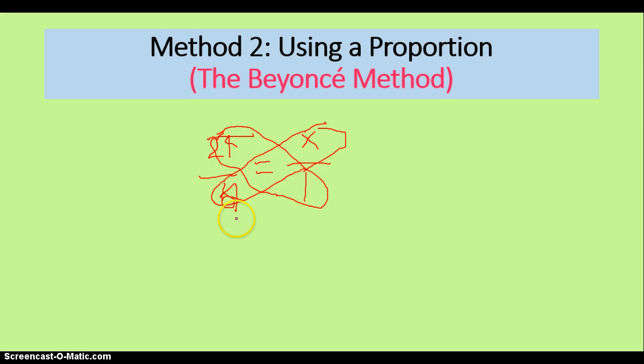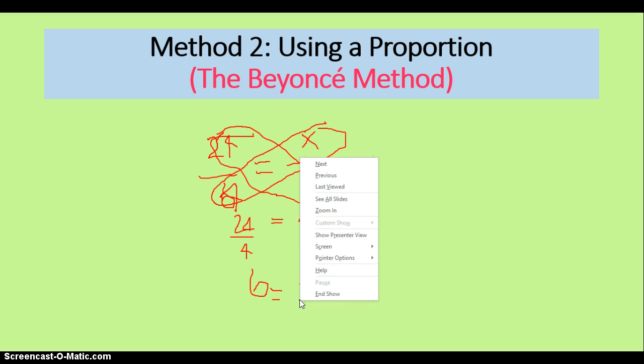So you're going to cross multiply here. 24 times 1 is 24, and 4 times x is just 4x. Now we want to get x by itself so we can figure out what x is. So you're going to divide this by 4. 24 divided by 4 is 6, equals x. Okay, cool. Good job, guys.